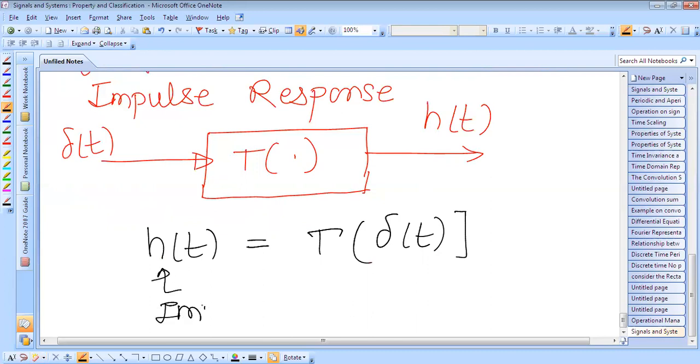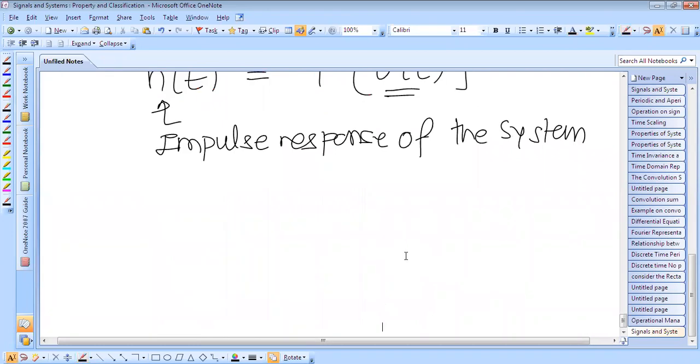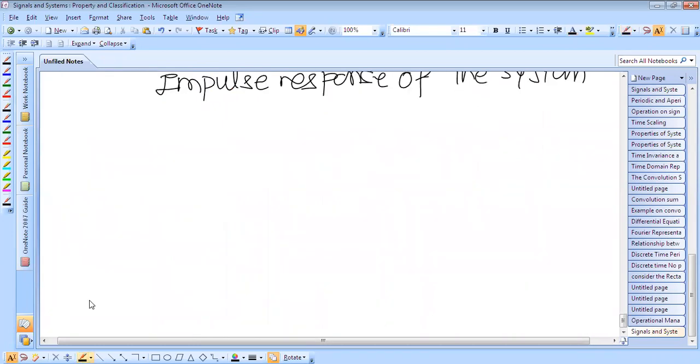This is the impulse response of the system. Why is it the impulse response? Because we have applied the impulse input to the system, and whatever the response of the system, that will be the impulse response of the system, and this is the impulse input. Delta of t is the input, and h of t is the response of the linear time invariant system.